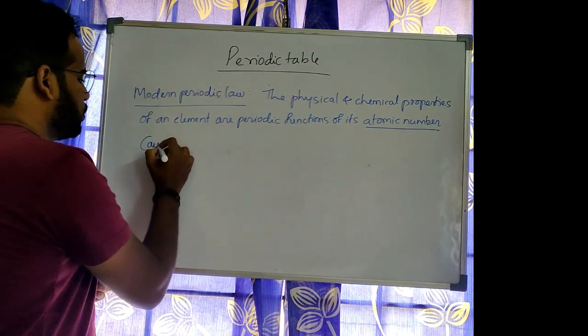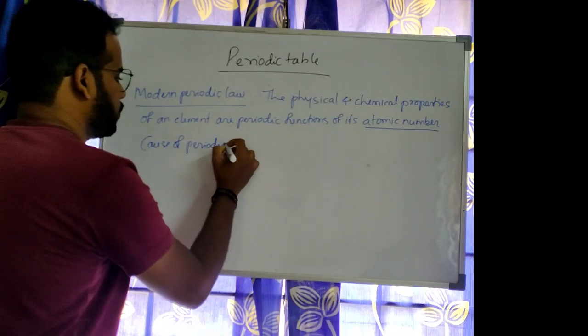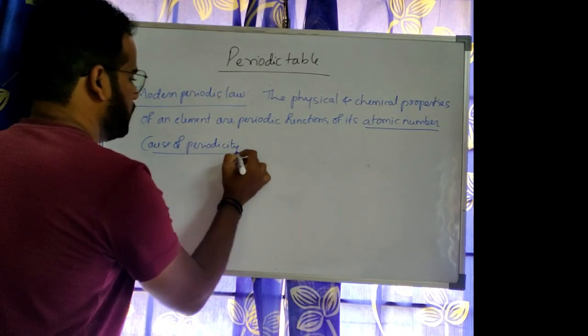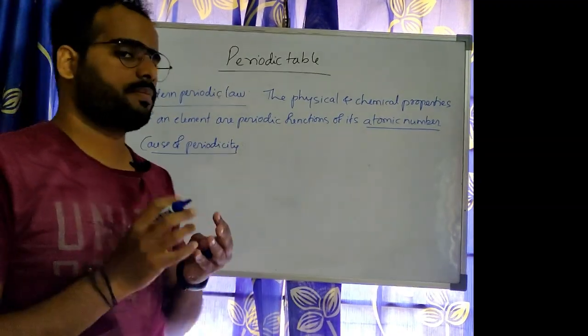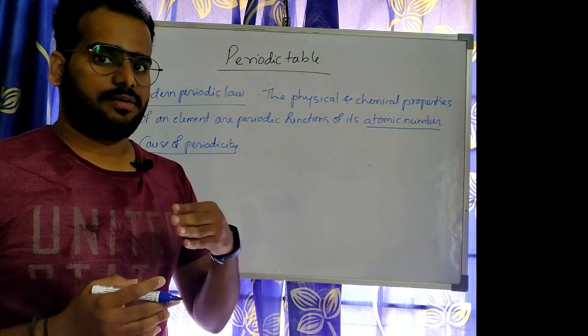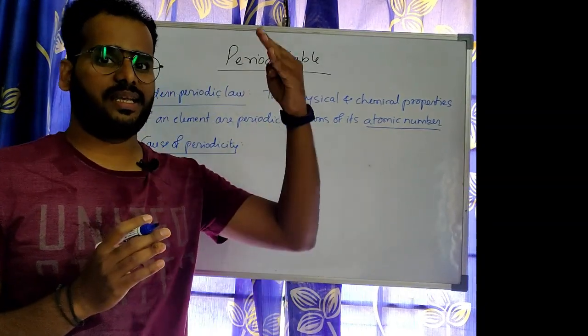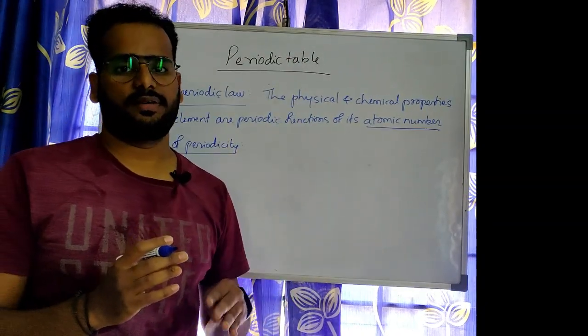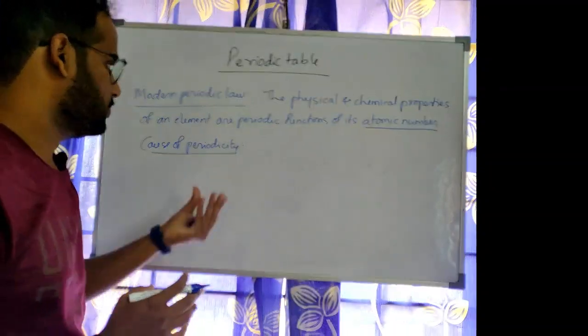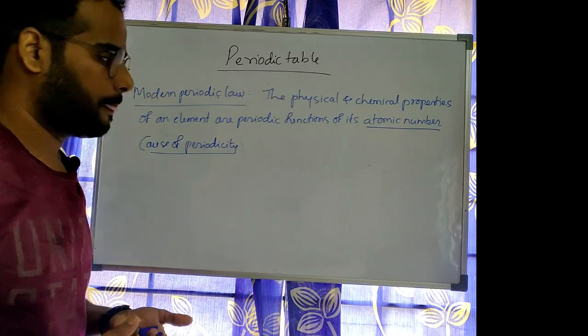What is the cause of periodicity? Now, what is periodicity? Certain properties of elements repeat at regular intervals, or they have a gradual increase or gradual decrease in the properties. That is called periodic properties. What is the cause of periodicity?